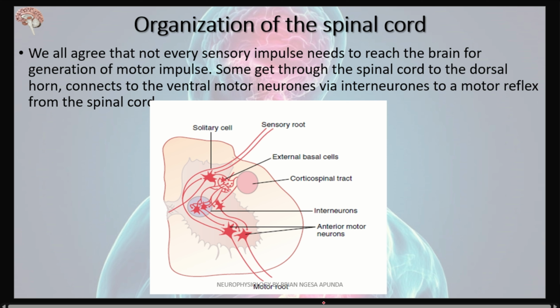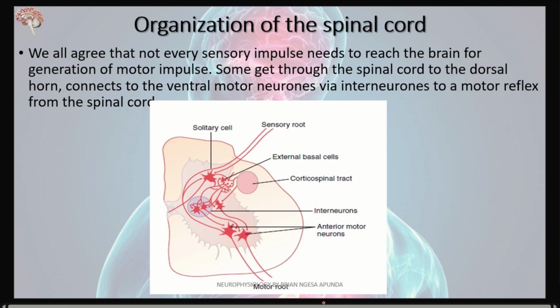So when you think of the brain, or the CNS, we suggested that this is an integratory unit, that is the spinal cord and the brain. So we all agree that not every sensory impulse needs to reach the brain for the generation of a motor impulse. Some get through the spinal cord to the dorsal horn and connect to the ventral neurons via the interneurons to give us the motor reflex, or the motor reflex arc, as you can see in the diagram.